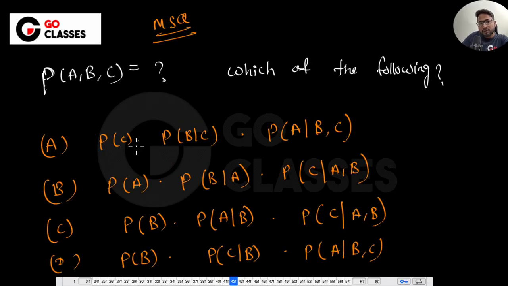Now let's see if you want to write something like that, can you start from ABC? Can you start from the right hand? Yes, C, and then B given C, and then A given BC. So I think this option is very much correct. Let's see if this B option is also correct or not. For that, let me try doing it in the next page.